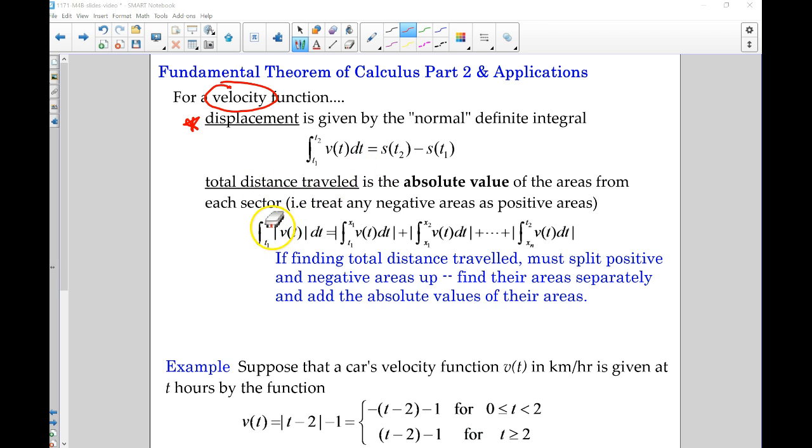that's actually the integral of the absolute value. Since it's an absolute value, the velocity function may be positive in some areas and negative in others. So break it up into positive and negative areas. Find the antiderivative, or compute the definite integral, over each of those areas, and then add them up in an absolute sense. So don't worry about signed areas, just add them all up.